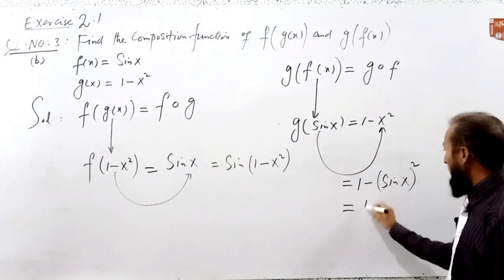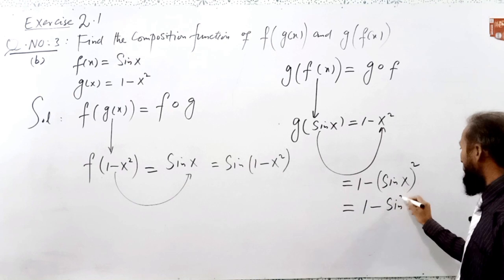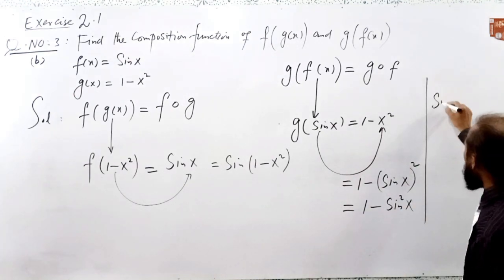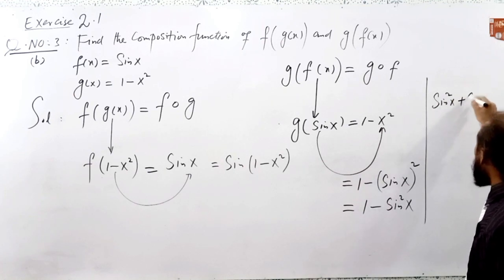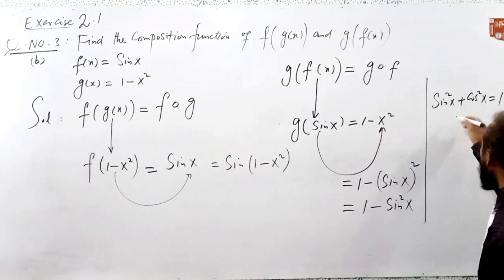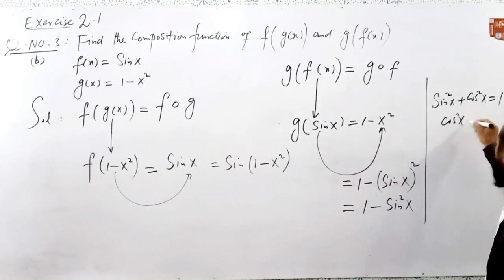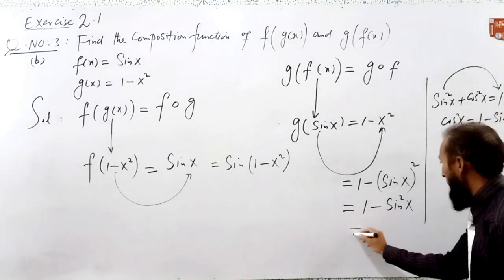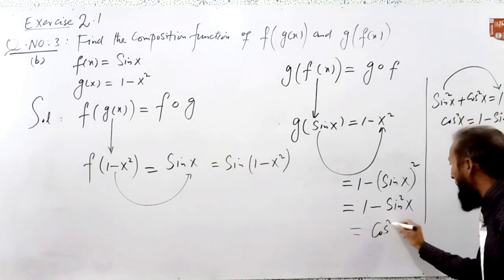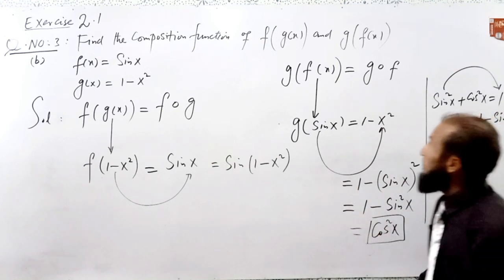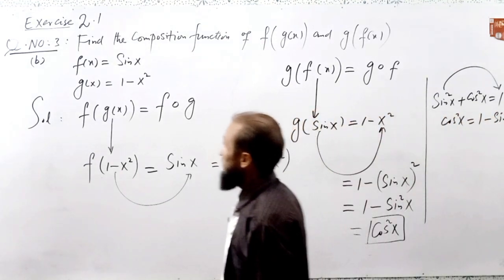If we open this, we get sin square x. According to the formula, we know that sin square x plus cos square x is equal to 1. We replace this one: cos square x is equal to 1 minus sin square x. So this is the required composition function, part B.